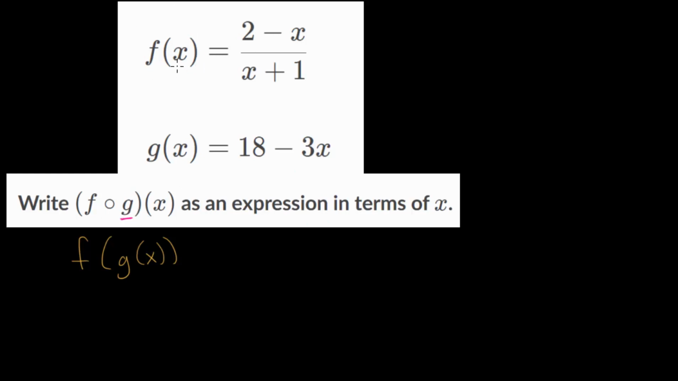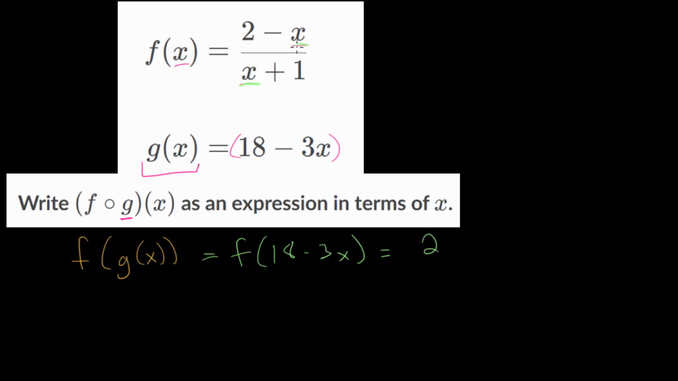So for this outer function f of x, anywhere we see an x, we will replace it with this entire function g of x. Or in other words, we will substitute in for x in f of x this expression 18 minus 3x. So let's actually do that, and I'll just rewrite it as f of g of x, but for g of x, that is just 18 minus 3x.